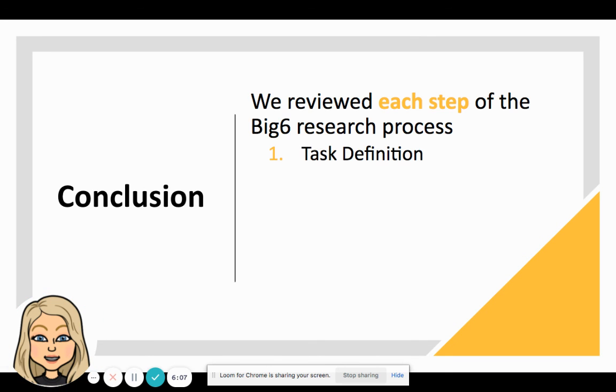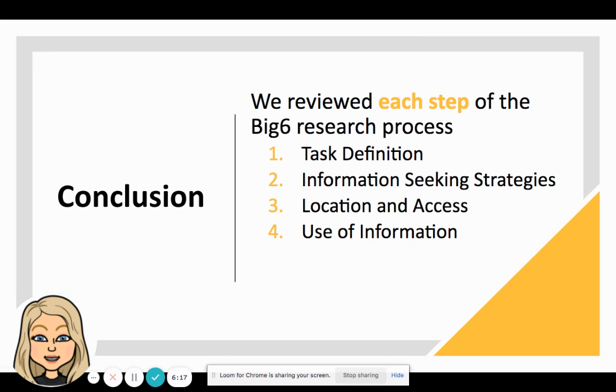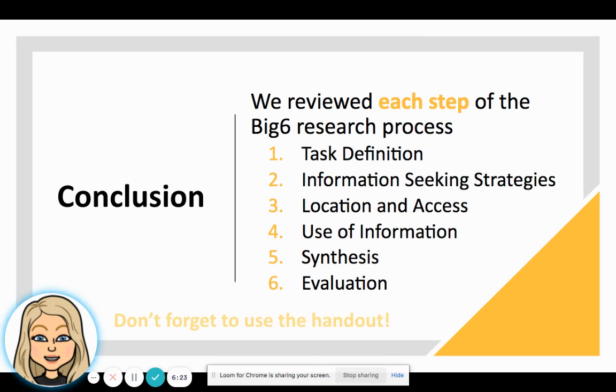The first step was task definition. The second is information seeking strategies. The third is location and access. The fourth is use of information. The fifth is synthesis. The sixth is evaluation. And don't forget to use that handout and ask for help if you need it.